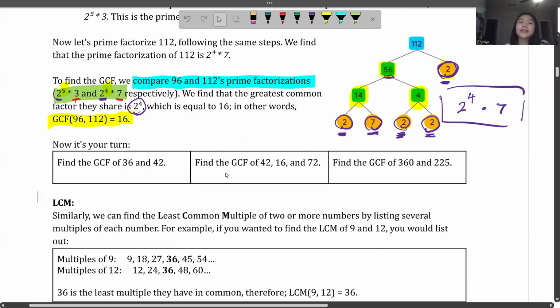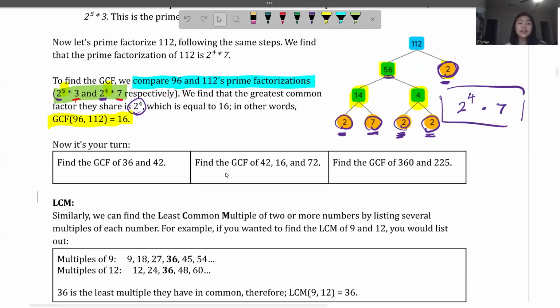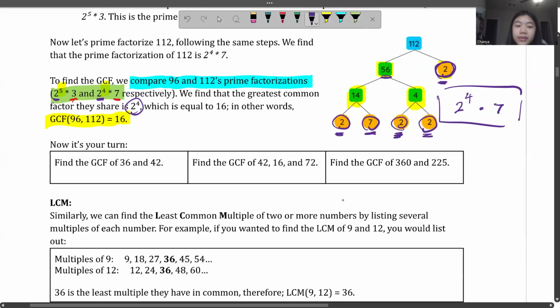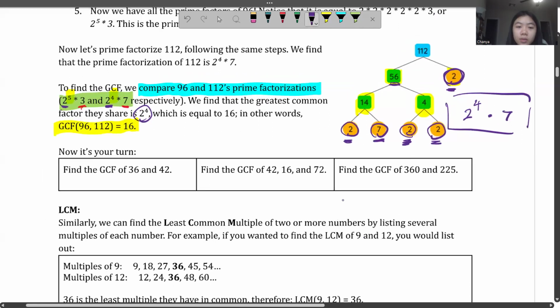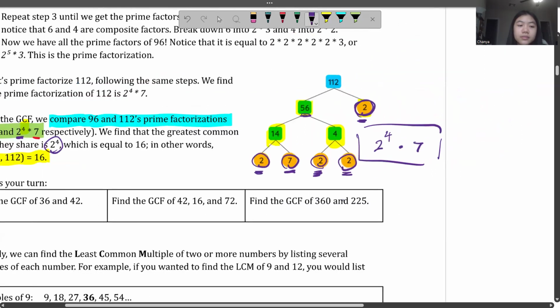Now it's your turn, guys. I encourage you to pause this video and do these 3 problems. Okay, so if you guys are done, then I will go ahead and go over it.